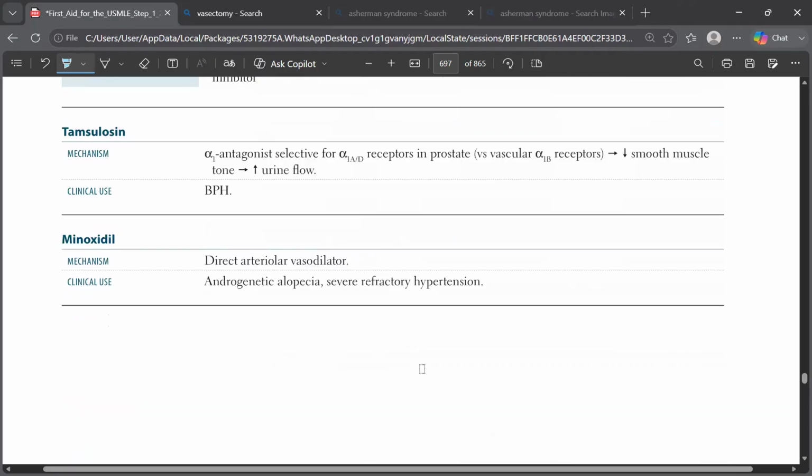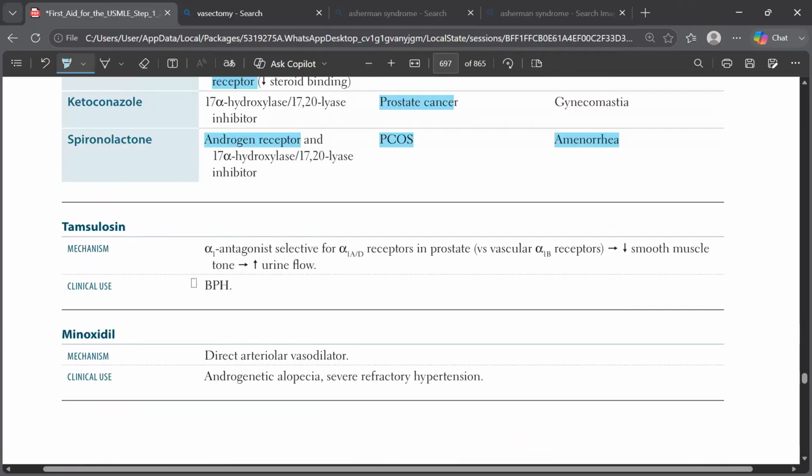Okay. Then we have our last two, which are tamsulosin and minoxidil. Tamsulosin is an alpha-1 antagonist selective for alpha-1A and D receptors, which are present in the prostate, versus the vascular alpha-1B receptors. It does not antagonize the vascular receptors, but only the receptors in the prostate. And so it decreases the smooth muscle tone in the prostate and increases the urine flow, and it is used for treatment of BPH.